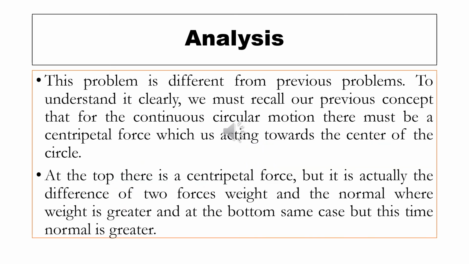Okay, what I have shown earlier, I have written down. The problem is different from the previous problem. To understand it clearly, we must recall our previous concept that for continuous circular motion, we must have a centripetal force. If this force is balanced, there is no more a circular motion. For this case, at the top and at the bottom, the difference of the two forces must result in a centripetal force. So at the top, the weight must be greater, and at the bottom, the normal must be greater, so that we still have a centripetal force.